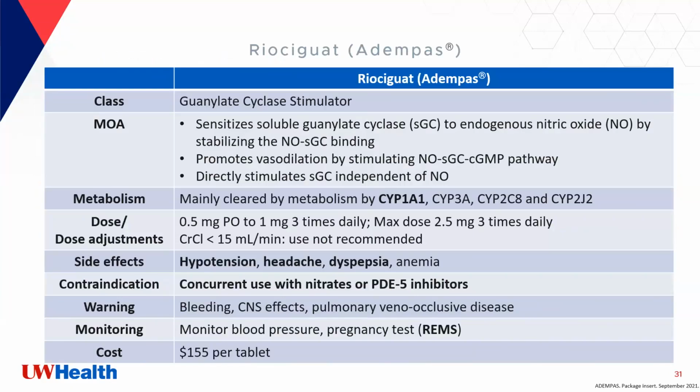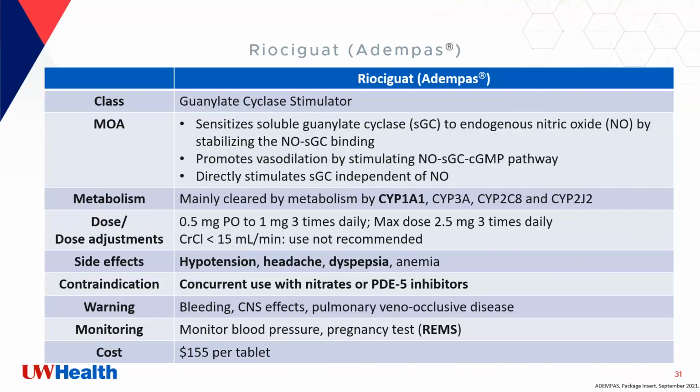Just because this is a specialty medication, I think it's important to understand some of the important counseling and baseline information on this drug. So riociguat is a guanylate cyclase stimulator, and it's so far the only agent in its class. How it works is that it sensitizes soluble guanylate cyclase to endogenous nitric oxide, and it stabilizes the nitric oxide to sGC binding. So this promotes vasodilation by stimulating the nitric oxide, sGC, and cGMP pathway.